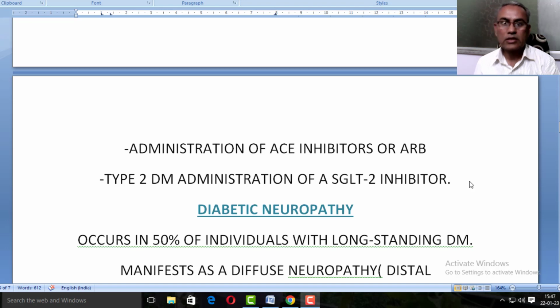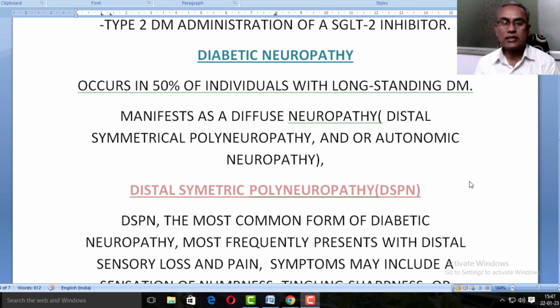Next, microvascular complication is diabetic neuropathy. It occurs in 50% of individuals with long-standing diabetes, and manifests as a diffuse distal symmetric polyneuropathy and/or autonomic neuropathy. Distal symmetric polyneuropathy is also called DSPN. DSPN is the most common form of diabetic neuropathy.